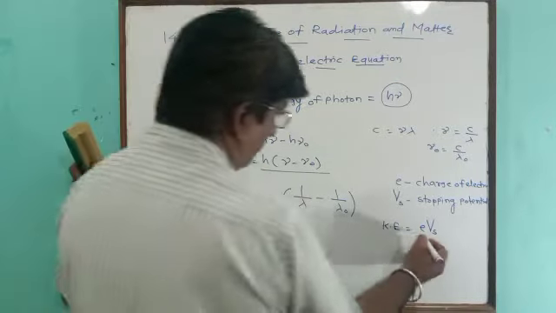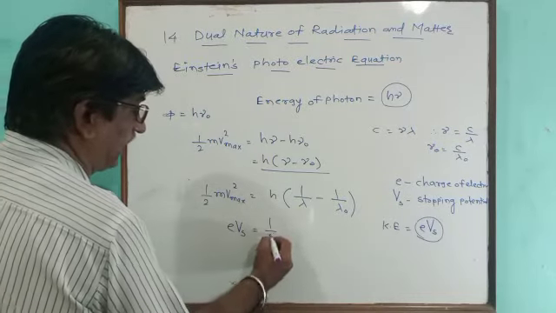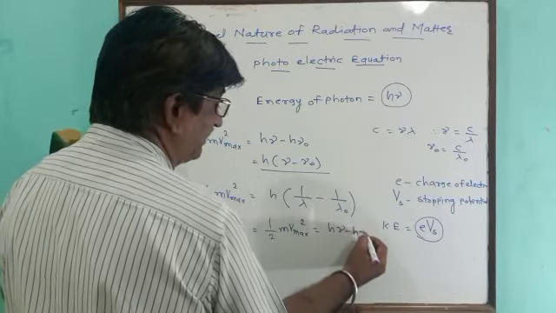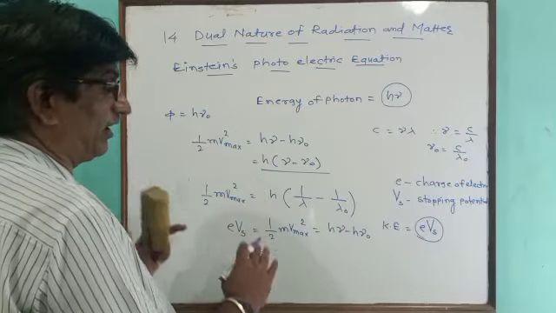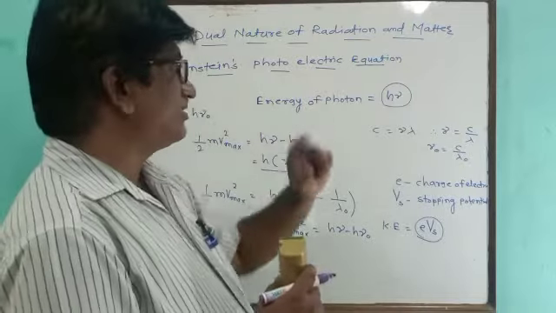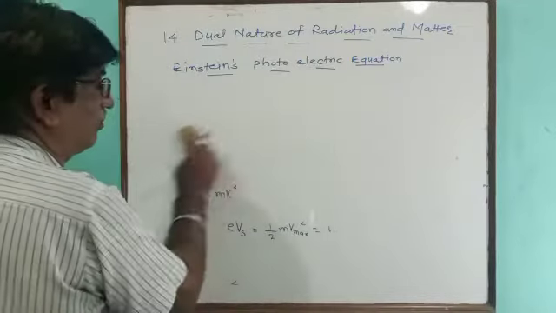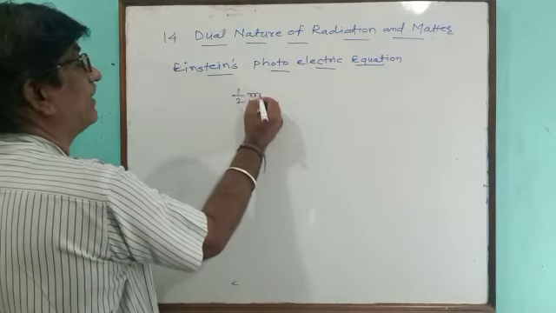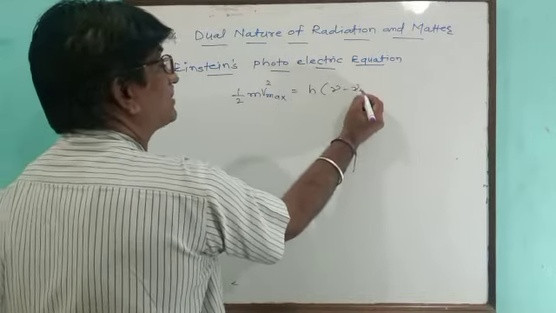So if we substitute the value of e Vs, we can say that half m v maximum square is equal to h nu minus h nu 0, or h in bracket nu minus nu 0, or h in bracket 1 upon lambda minus 1 upon lambda 0. So today we have seen Einstein's photoelectric equation in various forms. Sometimes a question will be asked: state Einstein's photoelectric equation. So here we can say half m v maximum square is equal to h in bracket nu minus nu 0.